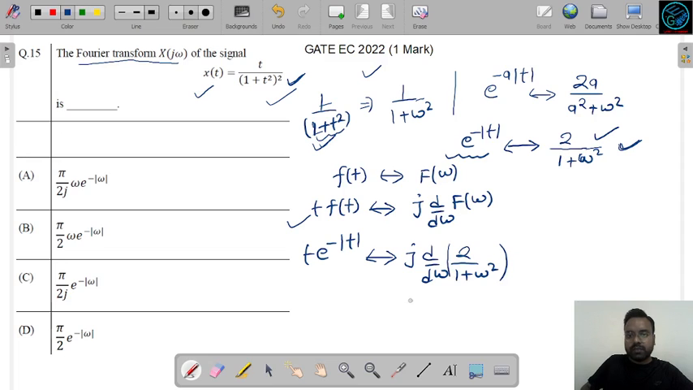Now take the derivative of this signal. So this will be j. Now the derivative of the signal will be 1 plus omega square to the whole power 2, and this is minus 2, and again take the derivative of omega square, so this will be 2 omega, right? Just take the derivative of 2 upon 1 plus omega square, so the derivative of this term will be this. Now just solve this.